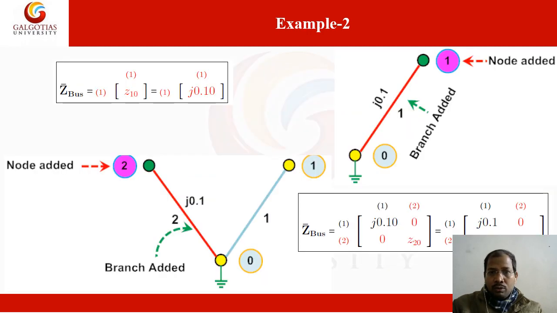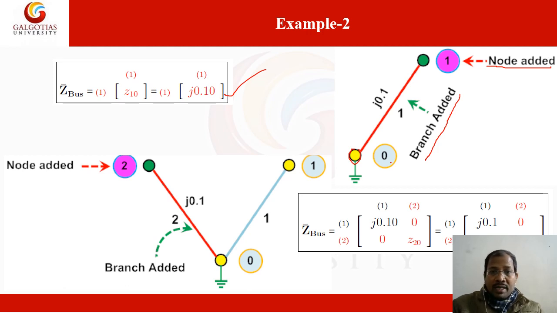Now we are going to add. You know that bus 1 is connected; this is the node added. With adding, we have a branch through to bus 0, the reference bus. This is the j0.1 we have to add. Here we have to create Z bus 1,1 and Z10. The Z10 value is given as j0.1, so we are getting this. Bus 1 is added to the reference bus, which means we use step 1 here.